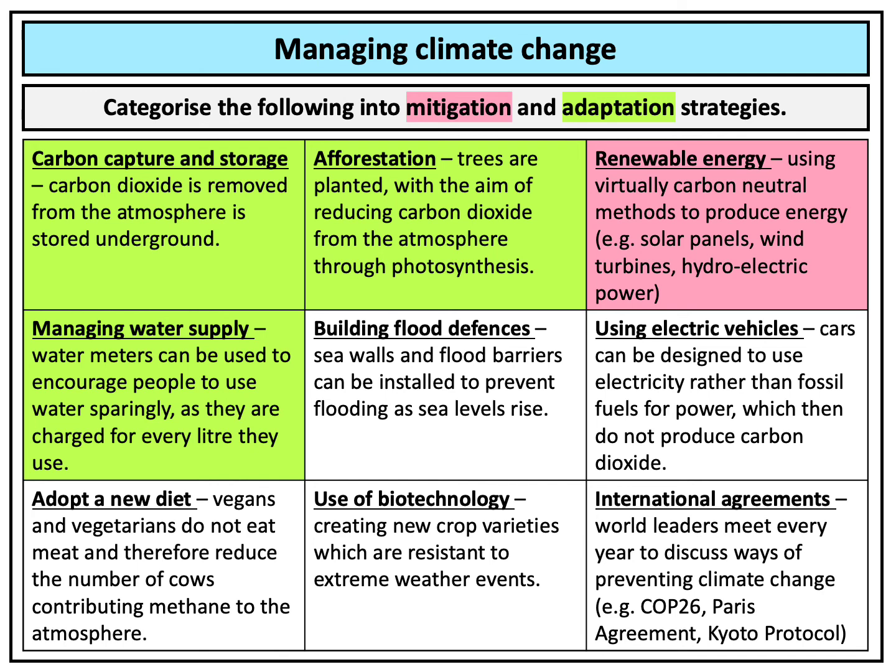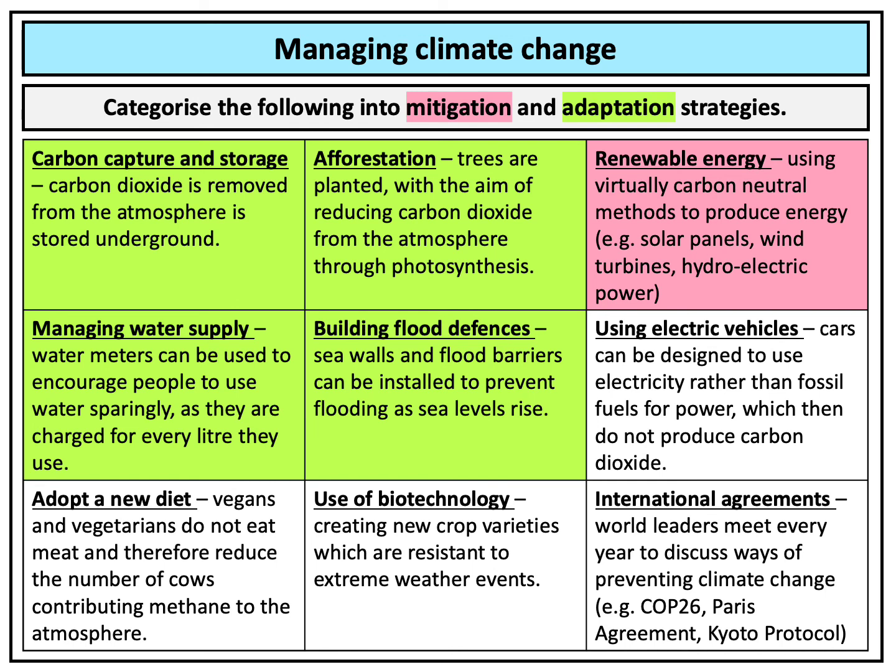Building flood defences. Seawalls and flood barriers can be installed to prevent flooding as sea levels rise. So this one is an adaptation strategy because you are acknowledging that sea levels are going to rise, so you are just dealing with the problem by building your flood barriers higher or installing them in the first place.